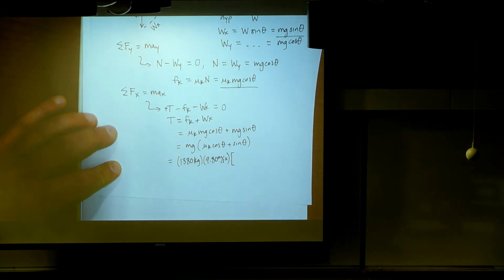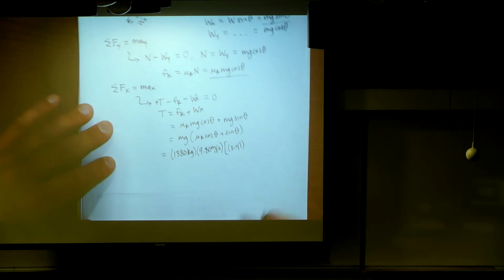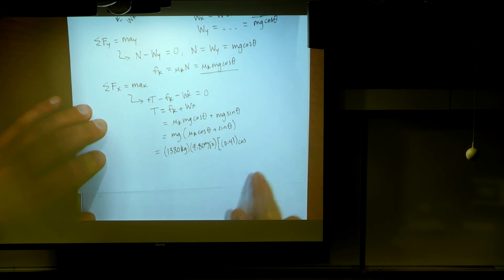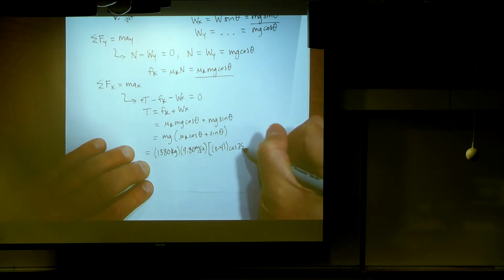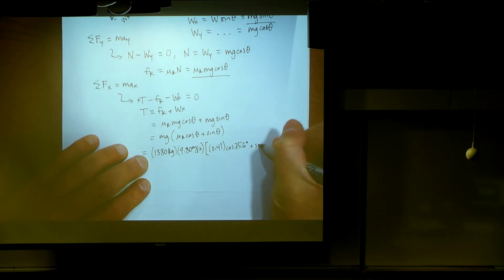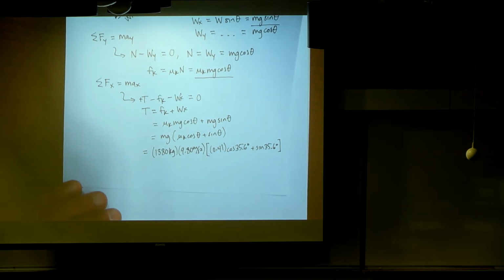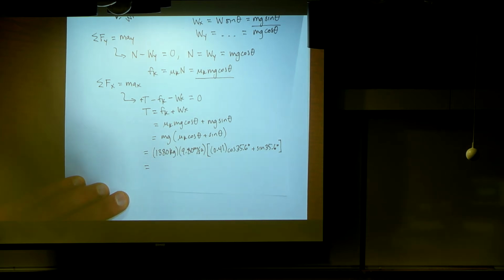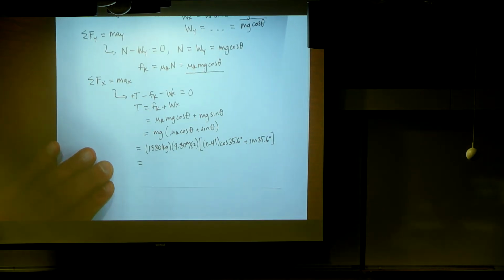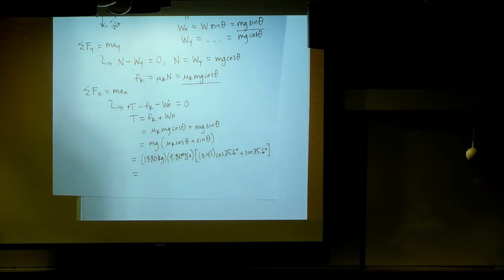All right, and then we have mu k. So that's the kinetic friction coefficient. That's 0.41. And then we just have that multiplied by cosine of the angle of our ramp, which was 35.6 degrees. And then simply add to that sine of the angle of our ramp, which is, once again, 35.6 degrees. Crunch those numbers, and you'll get the tension that's needed to pull the box up the ramp in this way, okay? Did someone do that number crunching for me? Turns out to be a large tension.